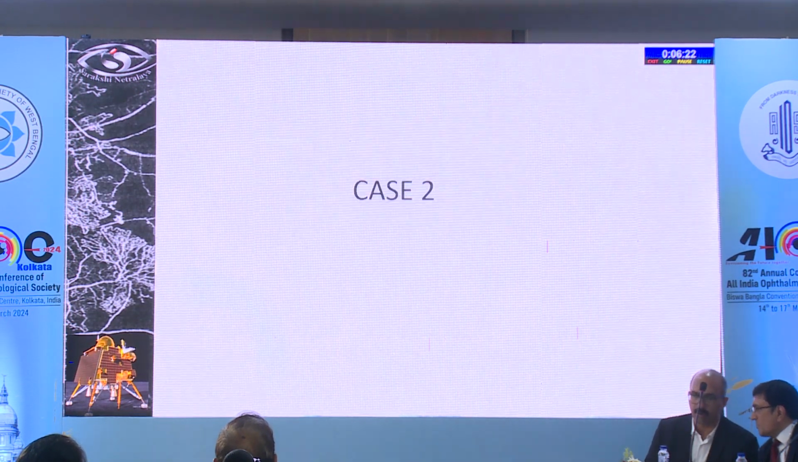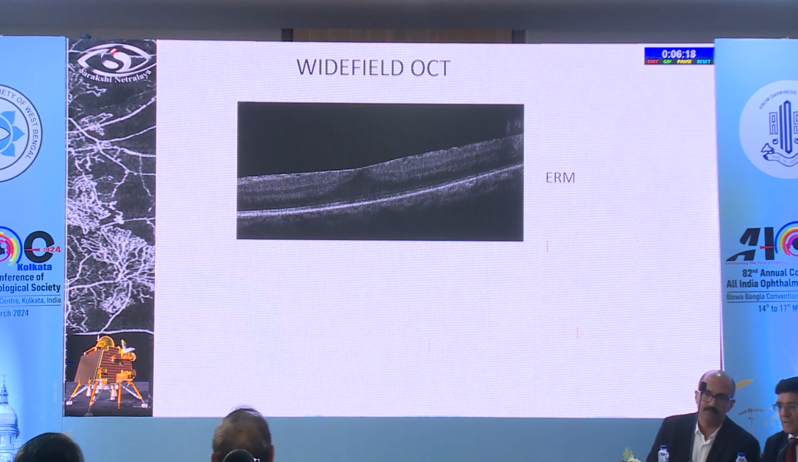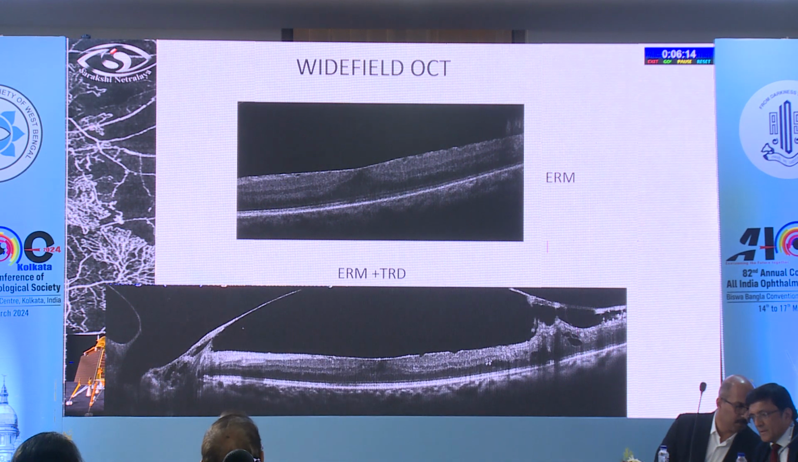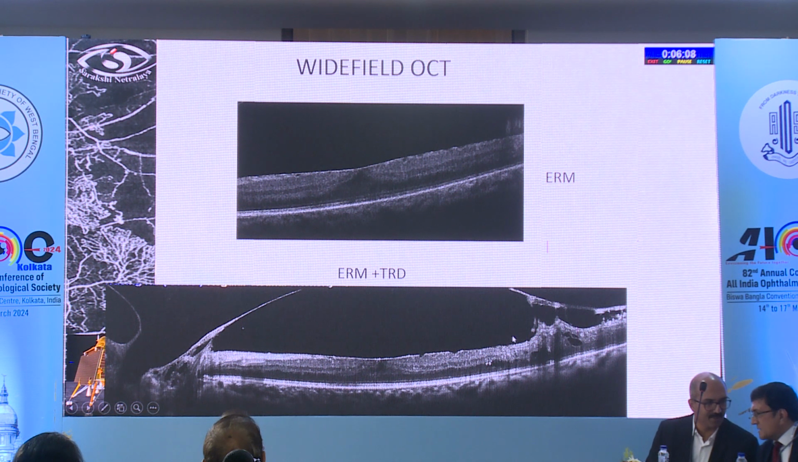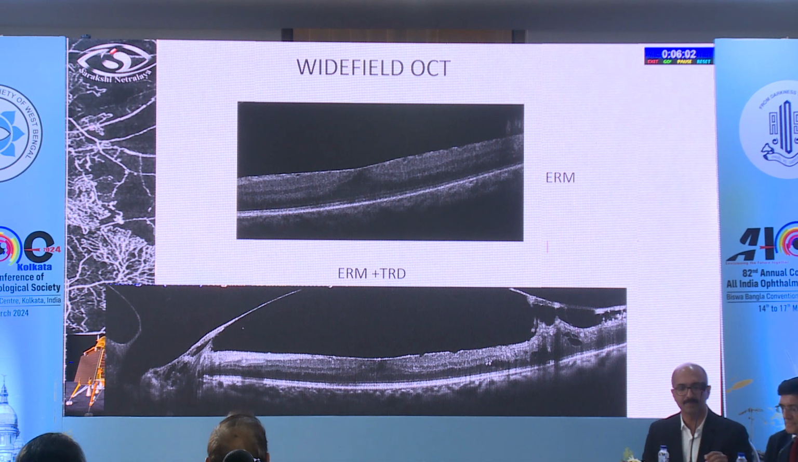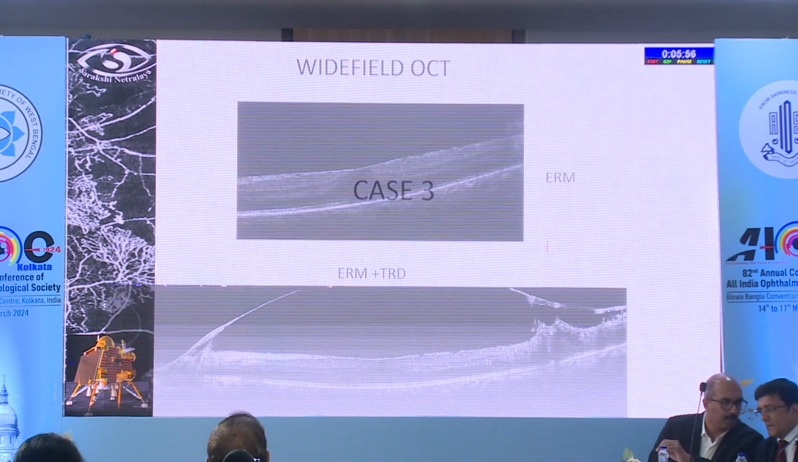Now this is case number 2. The patient was diagnosed elsewhere as a case of epiretinal membrane and suggested surgery. At our center, when we repeated the imaging, you could see there was a membrane which was moving across. So this was not a simple ERM, it was more of an associated fibrous tissue along with the epiretinal membrane. So it helps you in properly deciding the type of management which you are going to do in this case.